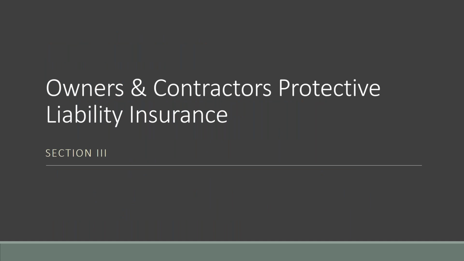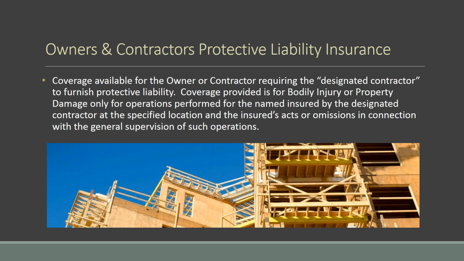Okay, for owners and contractors, protective liability insurance. Coverage is available for the owner or the contractor, requiring the designated contractor to furnish protective liability coverage. Coverage provided is for bodily injury or property damage only for operations performed for the named insured by the designated contractor at the specified location, and the insured's acts or omissions in connection with the general supervision of such operations.